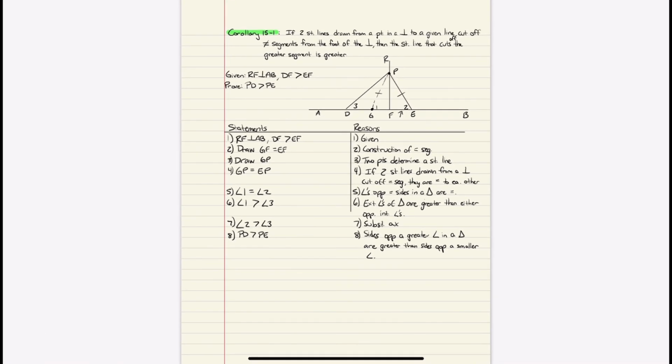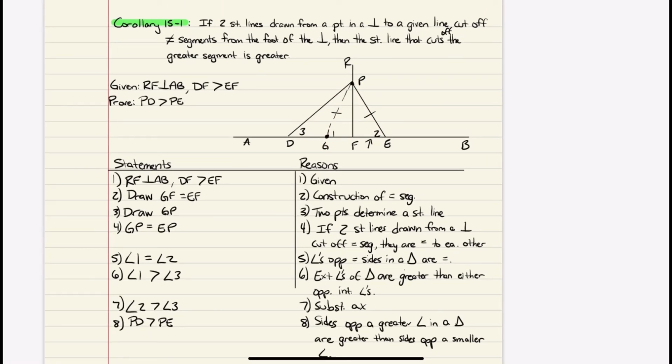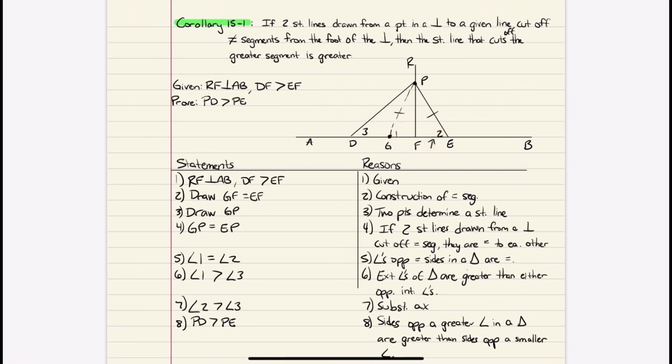So there it is, theorem 15 and its corollary 15-1, stating pretty much if you go from a point in a perpendicular and cut off equal segments, then the straight lines that cut those equal segments off are equal. And the same kind of idea, if a line cuts off a greater segment, that line will be greater than a line that cuts off a smaller segment from that same point in a perpendicular. And so there it is, theorem 15 and corollary 15-1.